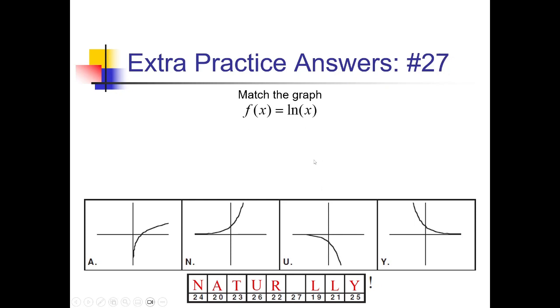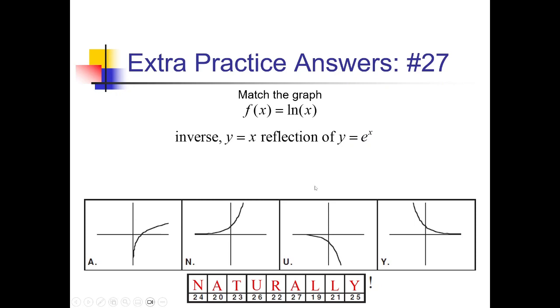And finally, final boss battle here, ln of x. Well, there's only one left, but just kind of logically talking about this, ln and e are inverses. Since we have an inverse, we have to do a y equals x reflection of the original to get the graphical inverse. So basically take this e to the x and flip it over the line y equals x, a diagonal line that goes through the origin. If I flip that over, that is going to end up giving me choice A for that last one.